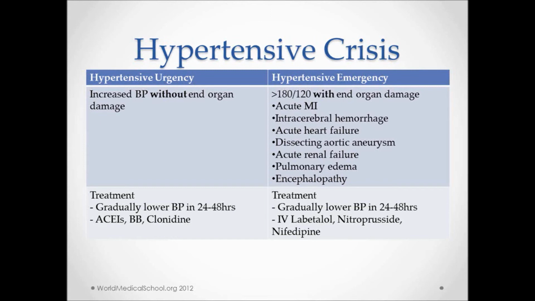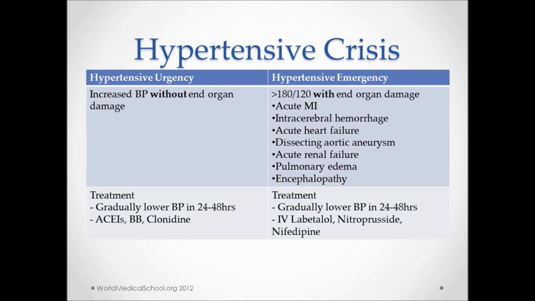Hypertensive urgency means increased blood pressure without end organ damage, while hypertensive emergency means blood pressure of systolic greater than 180 over greater than 120 diastolic with end organ damage. The goal for both is to gradually lower the blood pressure. For urgency, ACE inhibitors, beta blockers, or clonidine can be used. For emergency, intravenous labetalol, nitroprusside, or nifedipine can be used.